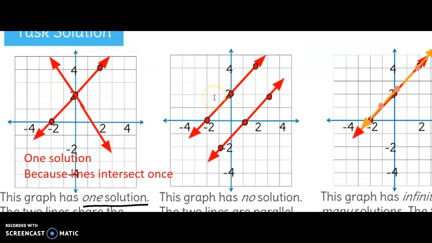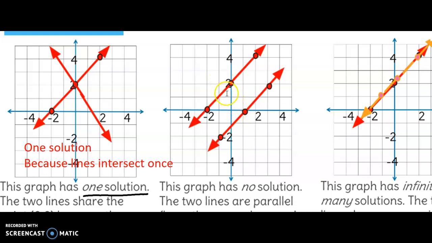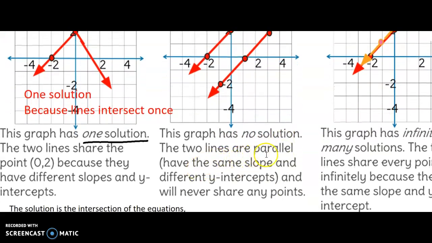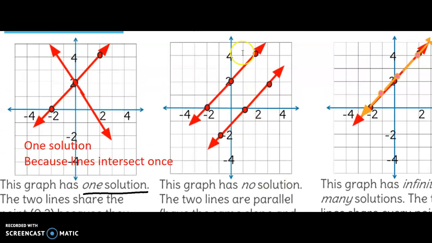Now let's look at the next one. Look at these two lines. They do not intersect. Because they do not intersect, this graph has no solution. The two lines are parallel, have the same slope and different y-intercepts, and will never share any points. Therefore, this second graph right here is an example of no solution.